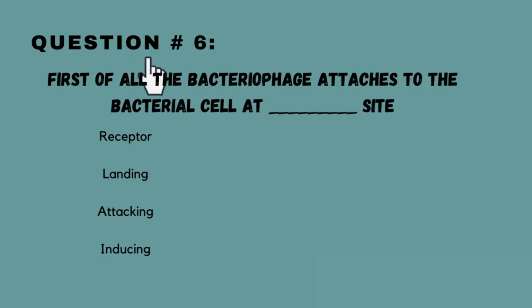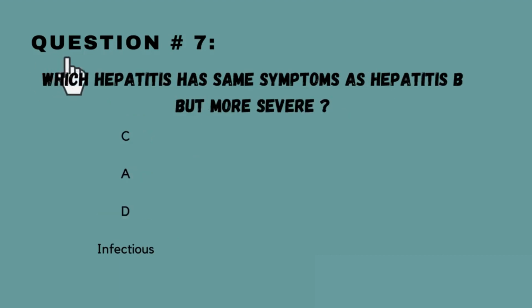Question number 6. First of all, the bacteriophage attaches to the bacterial cell at dash site. Let's move towards our options. Receptor. Landing. Attacking. Inducing. Correct answer is receptor. Of course, first it will be attached at the receptor site and then proceed to further cycle.